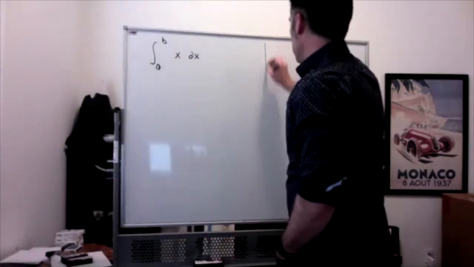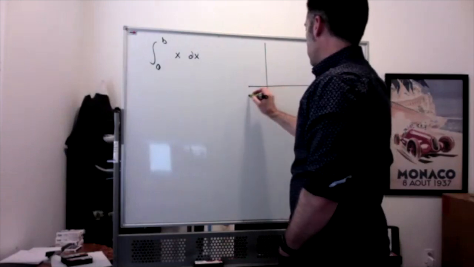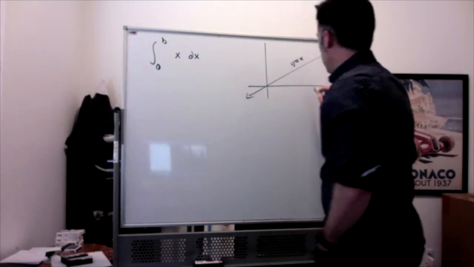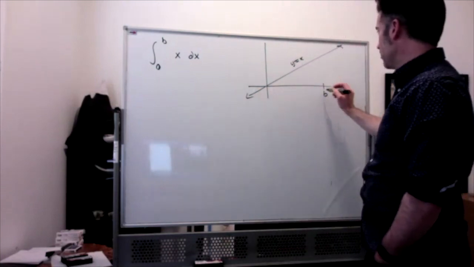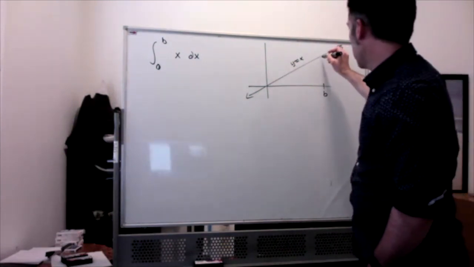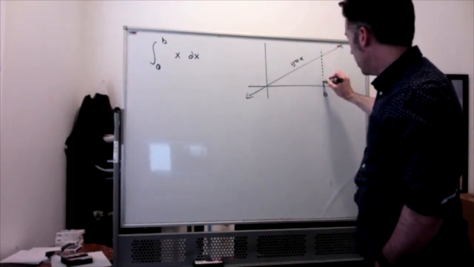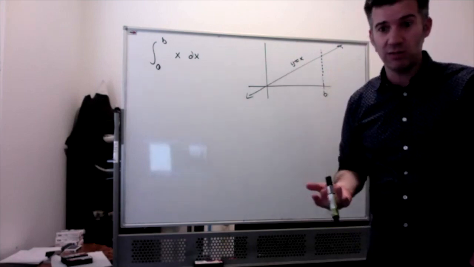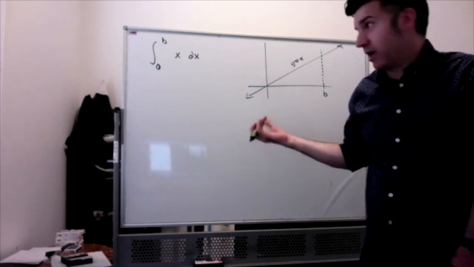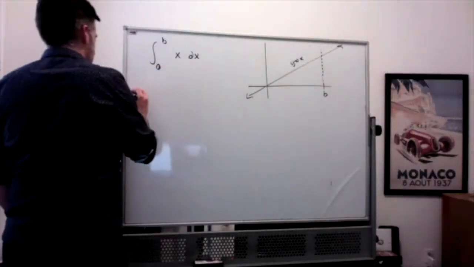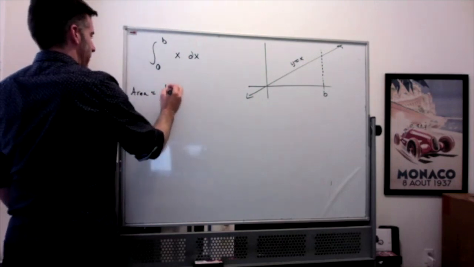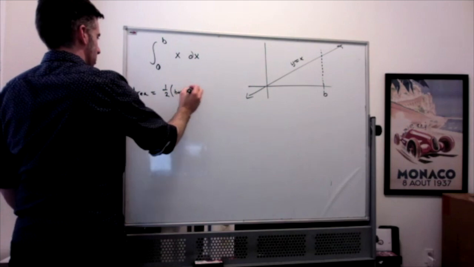So let's draw a picture. Here's my function, y equals x, going from 0 to b. The next one will be harder, but I want to do this one first. We're trying to find the area under the curve from 0 to b. I should mention, you could totally use a formula for this. It's a triangle. We know the area is equal to 1/2 the base times the height.